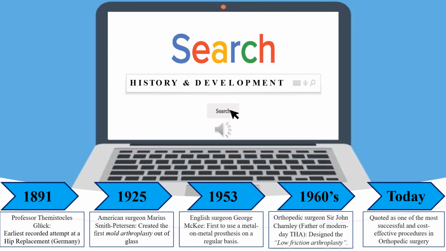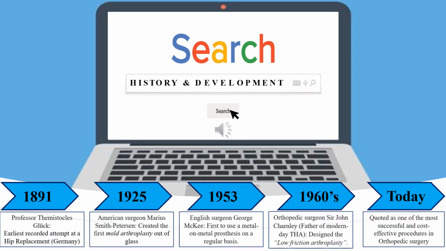Now that we have a general understanding of what area of the body we will be working with and exactly what we're going to be doing with it, let's go over how do we know how to do this? Let's go over the history of it. So starting back to 1891, Professor Gluck was the earliest recorded attemptee at a hip replacement. This happened in Germany, and I will get into that story here in just a moment.